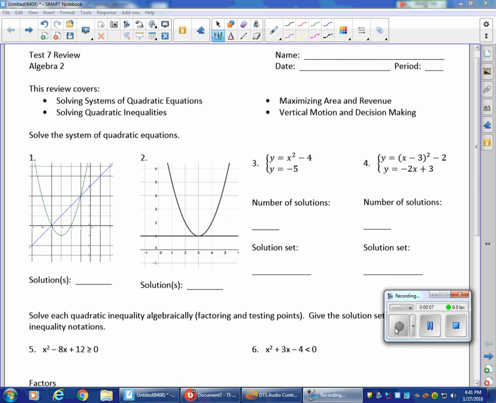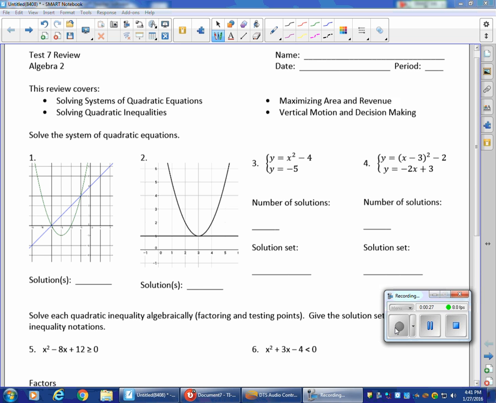So this is for Mr. Ortiz's Algebra 2 class here at Holmes High School. We're reviewing for our test. We have a test on Friday that's covering solving systems of quadratic equations, solving quadratic inequalities, maximizing area and revenue problems, and vertical motion and decision-making problems.